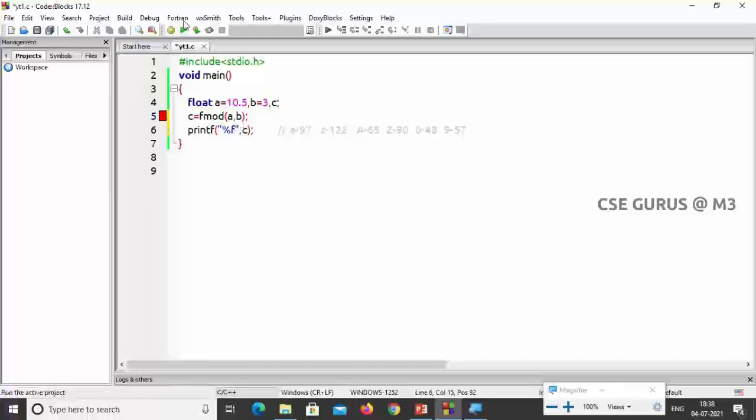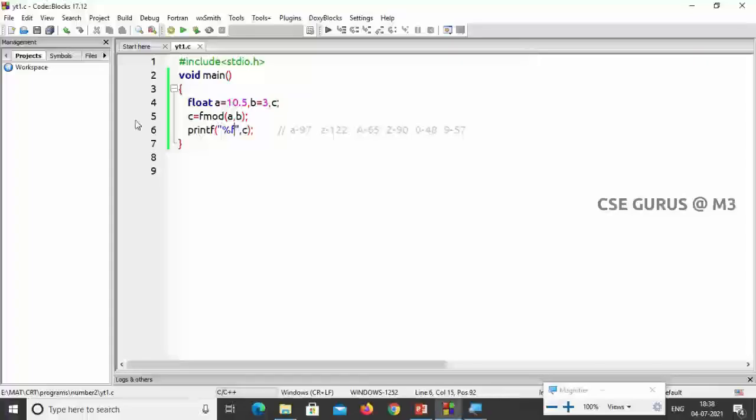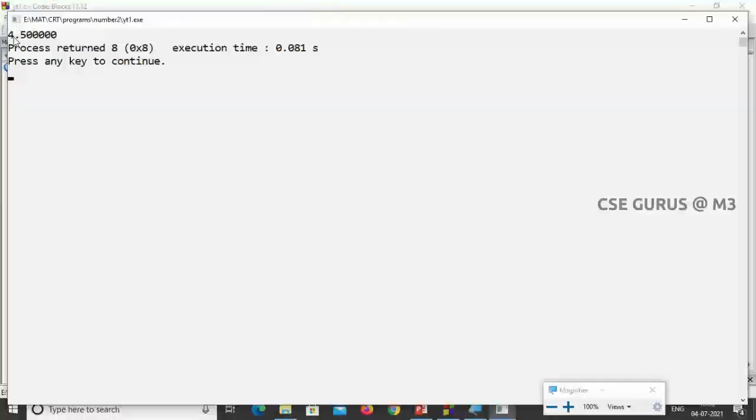Okay, now you can see the output. We'll see the output. There is no error. You can see 1.5 like this. Okay, if you want more clarity, you can take other values. I'll take something like 40.5, and I'll take here, can I take 6? So 36, right? 36, I'll get 4.5. We'll see this output. Yeah, 4.5.